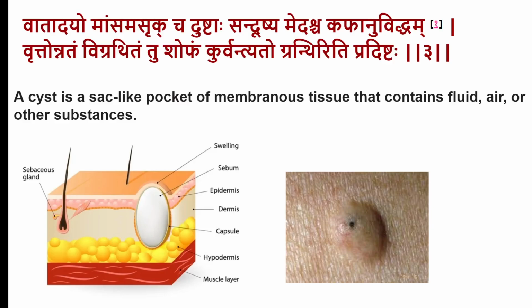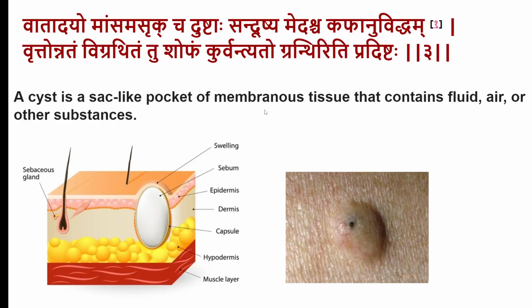Now, the granthi is defined as a lesion which presents as either circular or globular, having a raised surface and having a vigrathita. Vigrathita means knotted, having a capsule or covering over that area, with the contents inside. It is produced due to the Vatadi doshas, Mamsa, and Asrik (rakta), and Medas is also involved. And that's what is called a cyst.